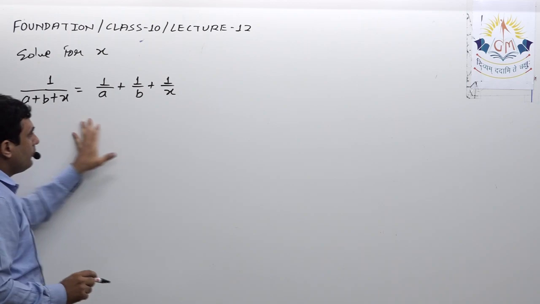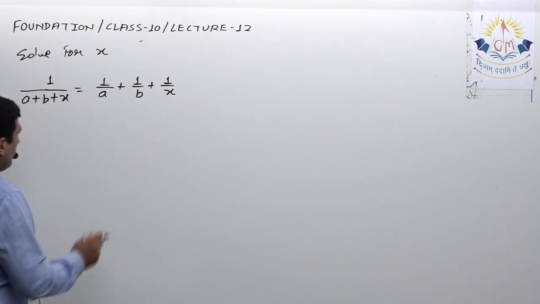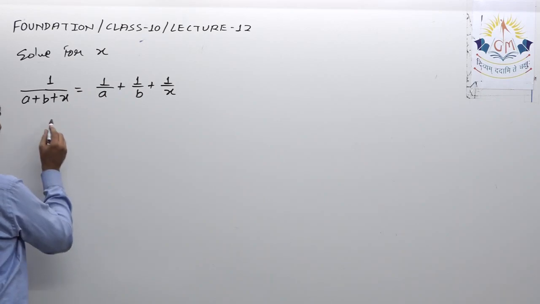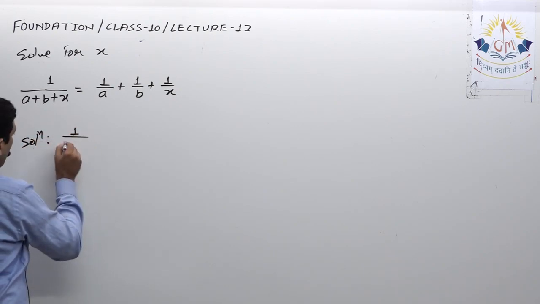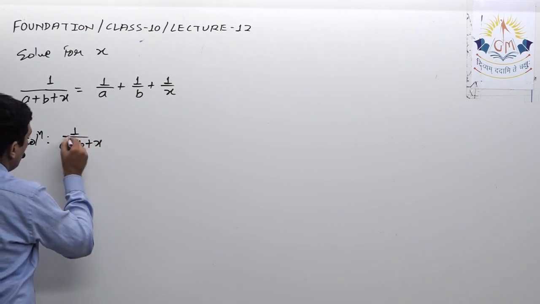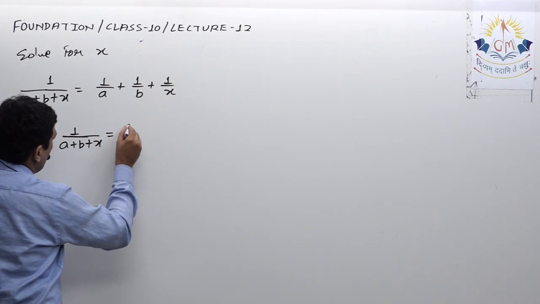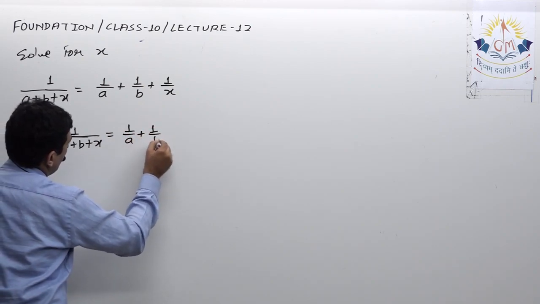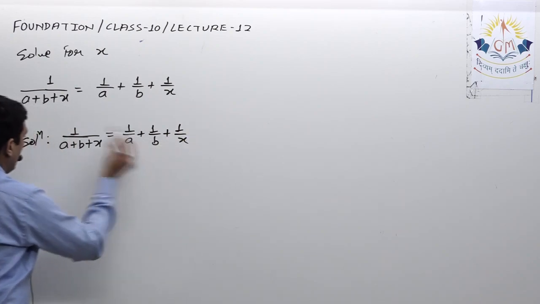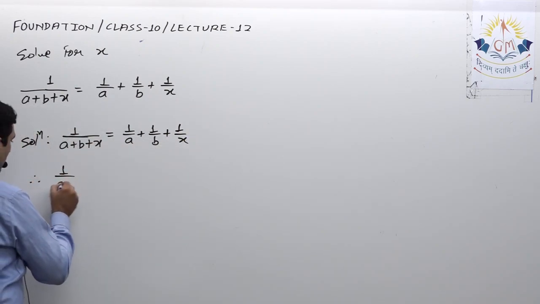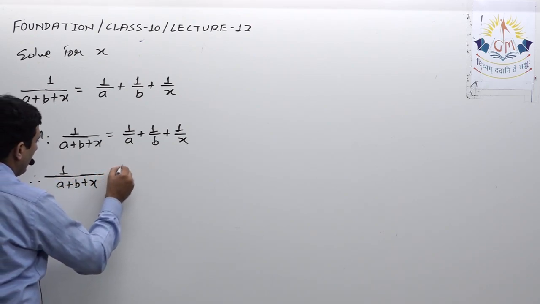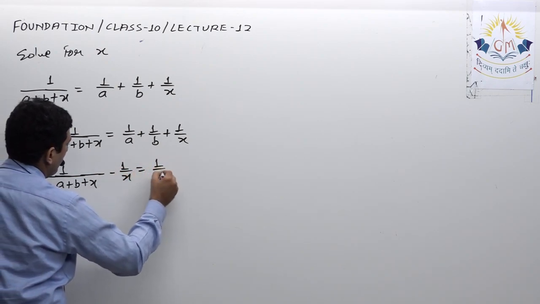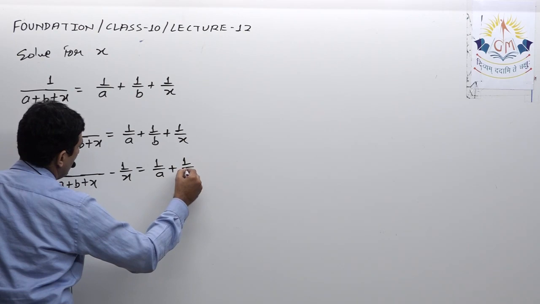See, definitely we have to take LCM, but it is advised that if you take this 1 upon x on that side, then it will be a little bit easy. So let us see its solution. I have 1 upon a plus b plus x is equal to 1 upon a plus 1 upon b plus 1 upon x. I am taking 1 upon x on this side, so this gives me 1 upon a plus b plus x minus 1 upon x is equal to 1 upon a plus 1 upon b.